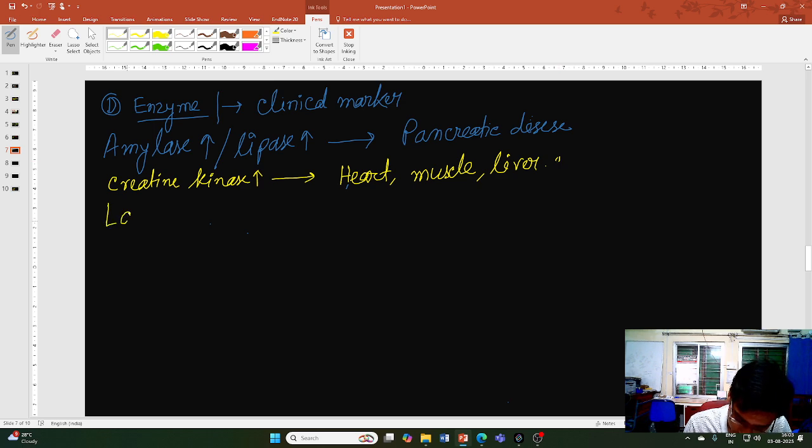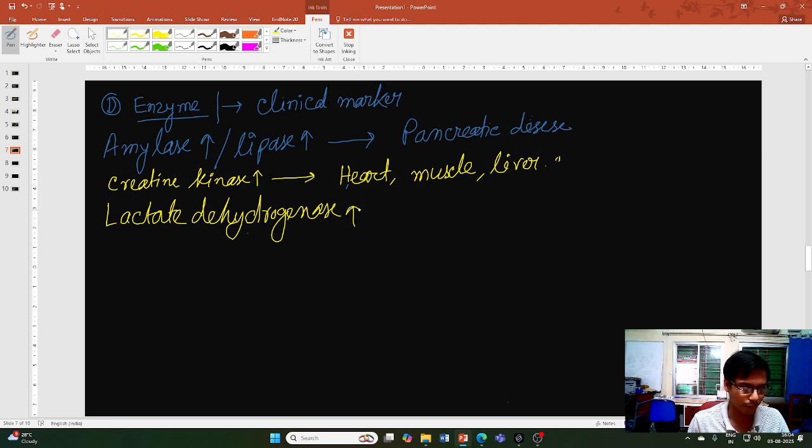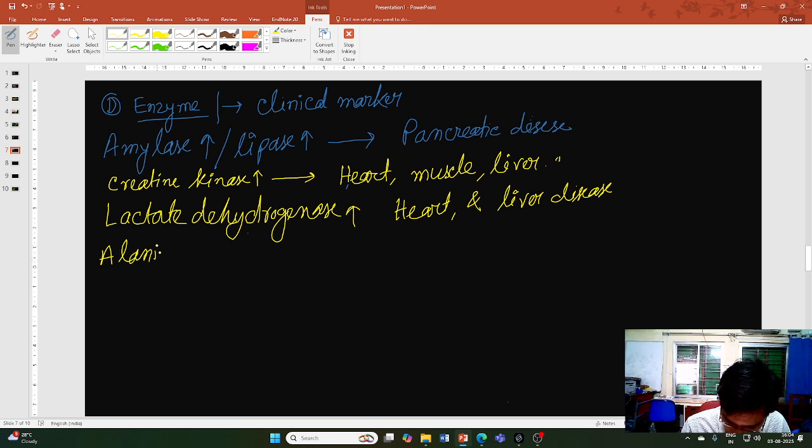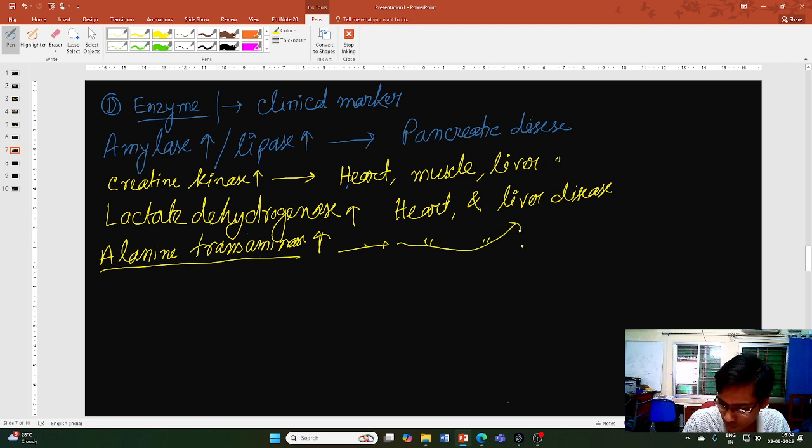What happens with lactate dehydrogenase? If it is increased from its base level, that indicates heart and liver disease. Another is alanine transaminase. It is also an important factor for checking heart condition and is responsible for heart and liver diseases. Basically, alanine transaminase is mainly the liver disease identification marker.